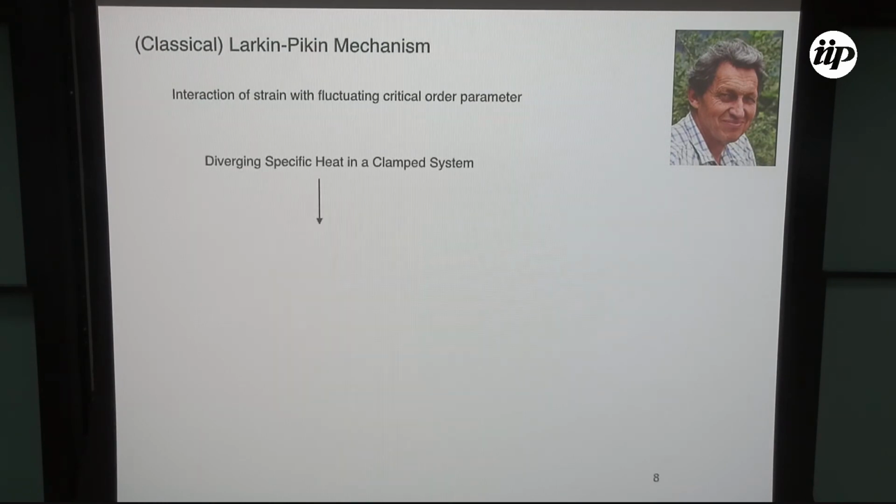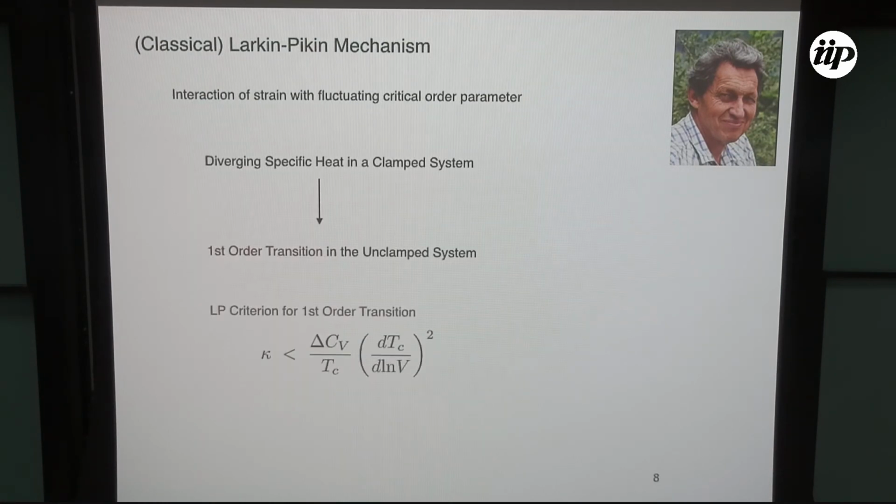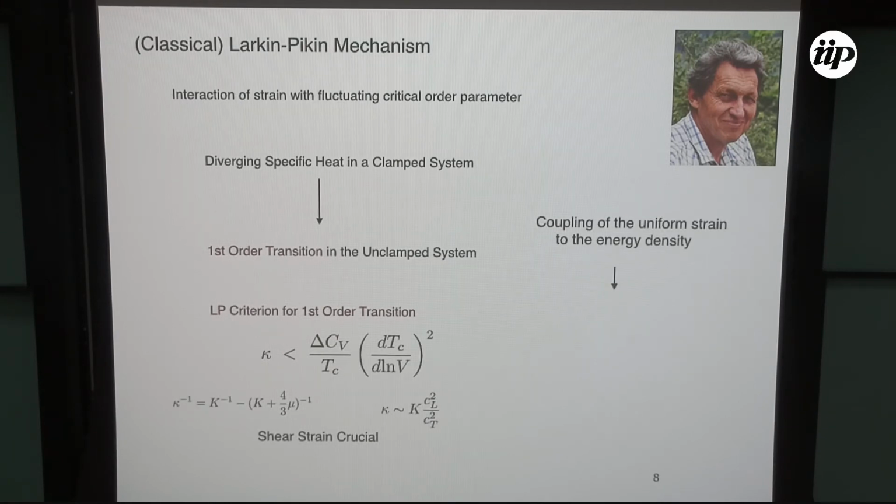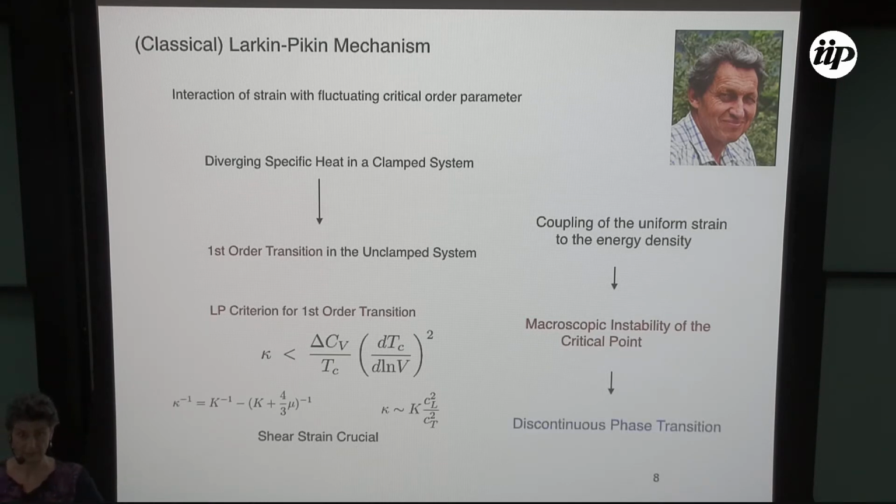Anyway, a coupling of the strain energy density, and we have a macroscopic instability of the critical point, and then we get a discontinuous phase transition. So what we set out to do is to ask, can we generalize this to the quantum case?